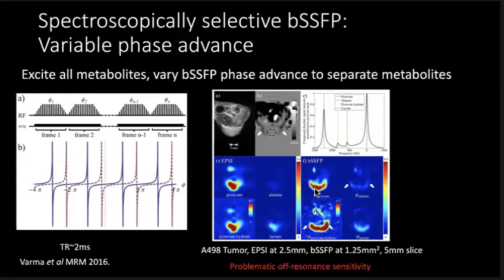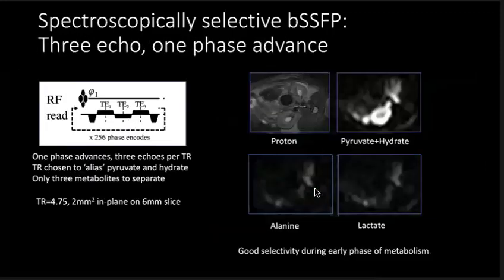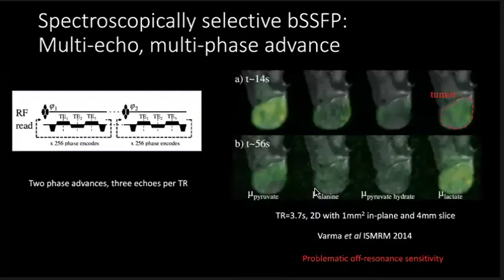So you're bringing more and more bright bands into your acquisition. And this off-resonance over here, shown in this field map, probably gave us a little bit of this banding artifact out here at the edges. Here's another sequence that we tried, where we tried doing fewer phase advances. So not sampling along that balanced SSFP signal response curve so much, but doing 2 phase advances with 3 echoes per TR. Of course, acquiring several echoes will give you different phases for the different metabolites, and you use that to extract the different metabolite signals.